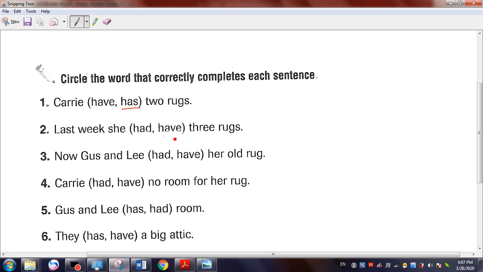Number 2, last week she space 3 rugs. She had or she have. Last week means it happened before now. It's in the past. So she, very good, she had.